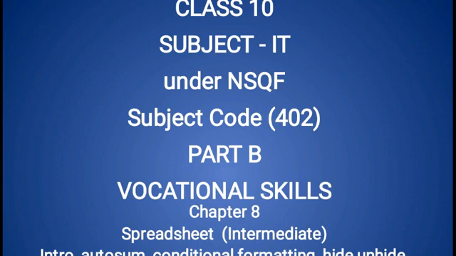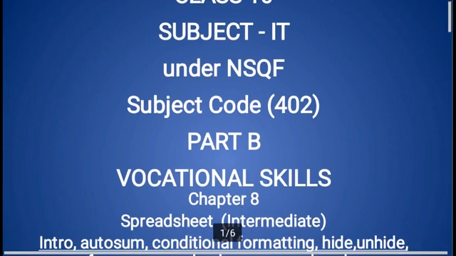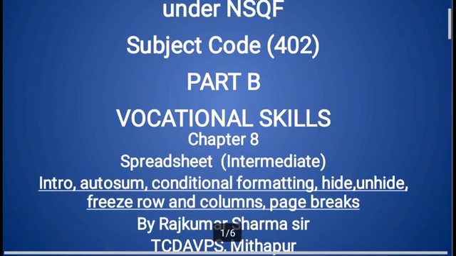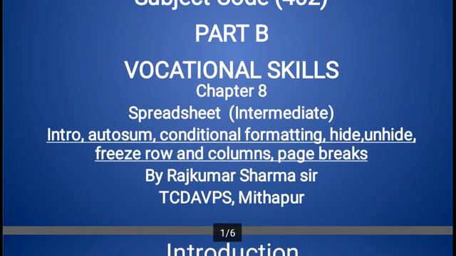Subject code is 402. So first we are completing the part B, vocational skill, and today's new chapter is chapter 8, spreadsheet. Okay. So the topic is intro, AutoSum, conditional formatting, hide, unhide, freeze rows and column, and page break.